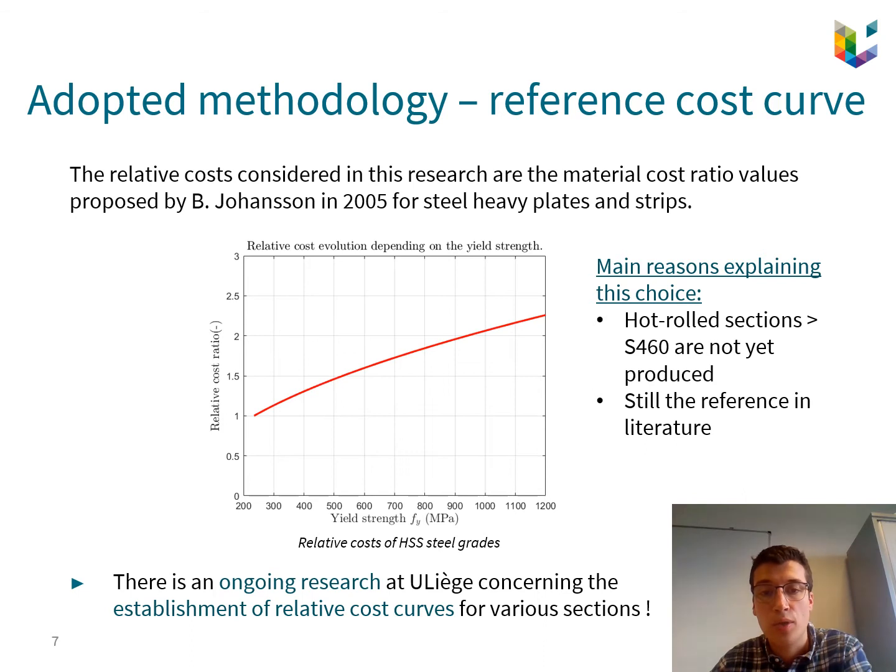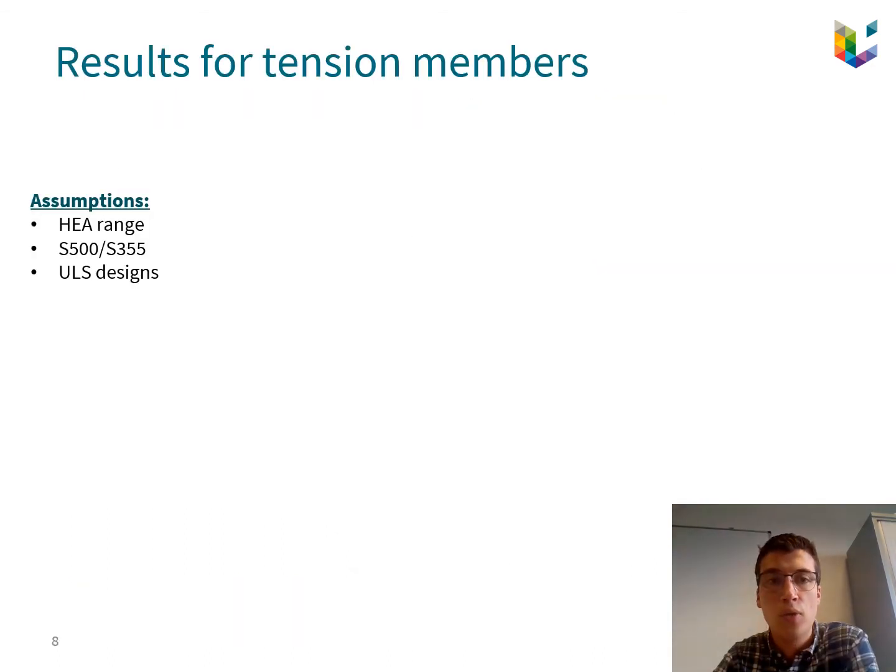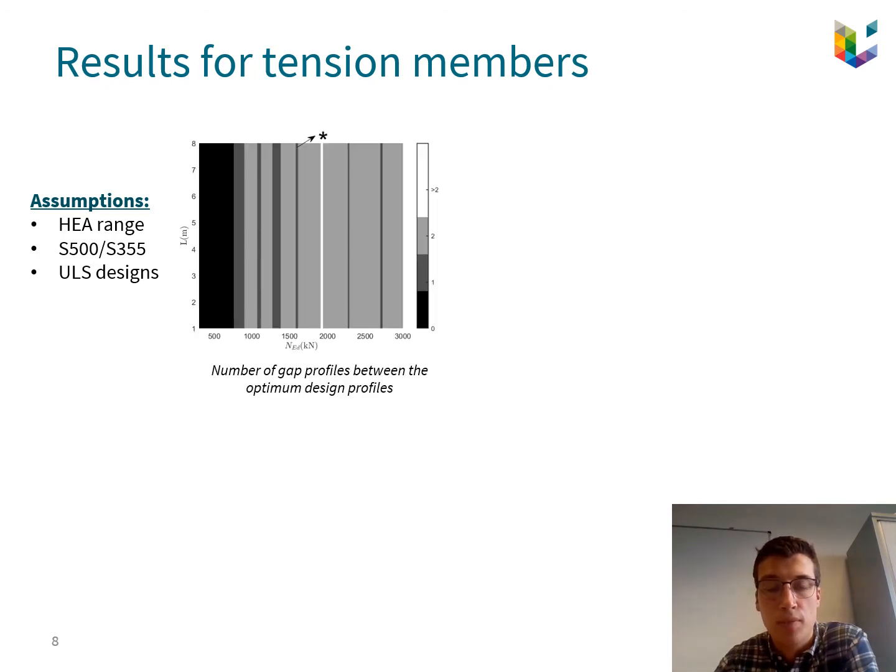However, there is ongoing research at the University of Liège concerning the establishment of a more accurate relative cost curve for various grades. Now let's explain the results for tension members. The main assumptions are: we consider only the HEA range. The two compared steel grades are the S500 and the S355, and all the designs are performed considering ULS condition. The first chart is the number of gap profile.